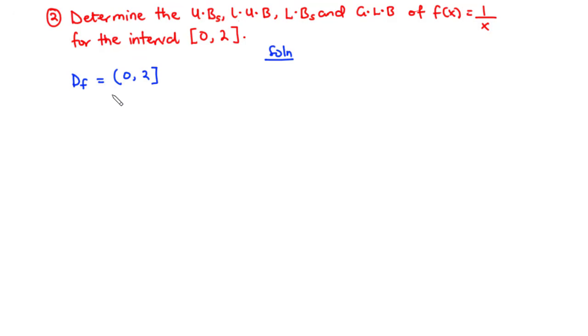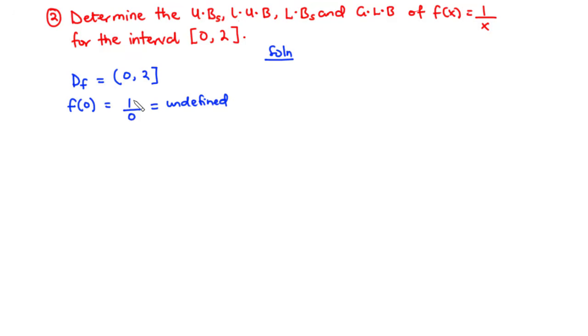Now, to find the range of this function, we are going to find the image of 0 and 2 with respect to f of x. So first, let's have f of 0. That is 1 over 0, and that is undefined. Now, even though this expression is undefined, the limit of this expression as x approaches 0 is infinity.